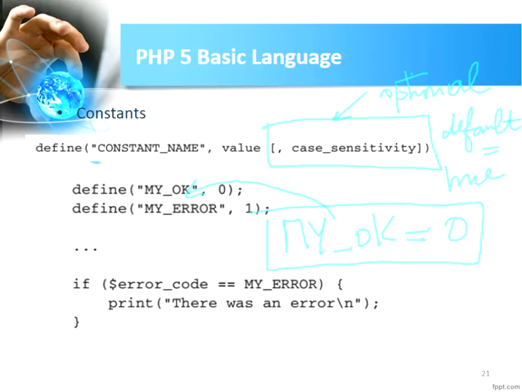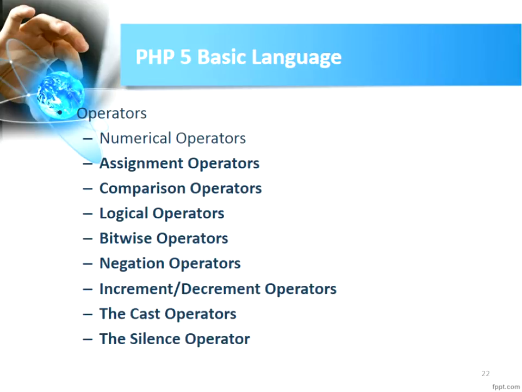So define my OK equals 0. That means here my OK is a constant and the value equals 0. Case sensitivity equal true. That means I cannot use this constant name with a lower case. For example, here I cannot write my OK like this.